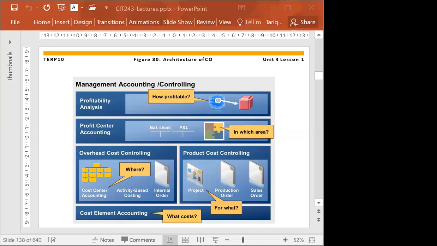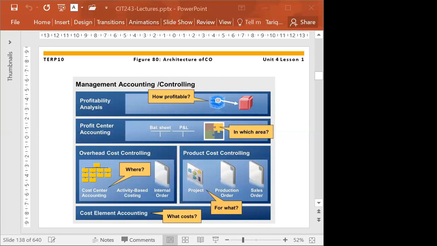Actually, you can say that any cost or revenue that occurs in your organization has to go to the cost element accounting if your managerial accounting is active. So this cost element accounting provides you an overview of the cost or the revenue that occurs in your organization.